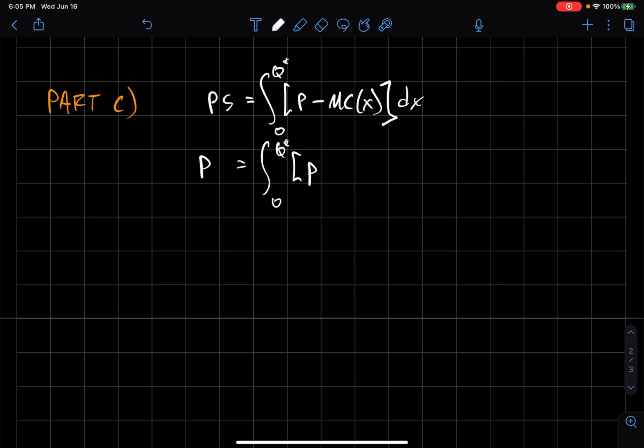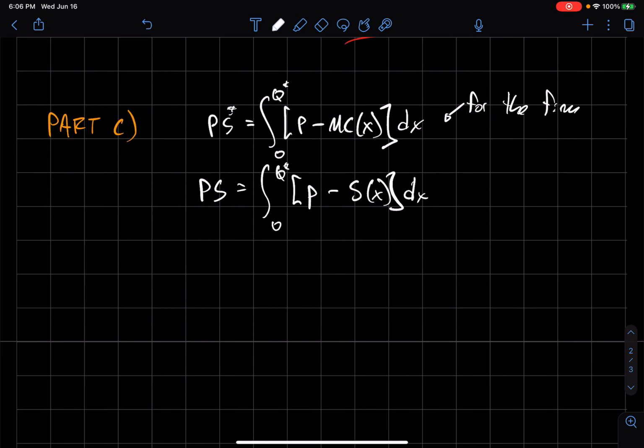So this is for the firm, and this is for the market. So we're going to maybe put an asterisk here. We're going to rewrite this as the integral over the price minus supply curve. Okay.